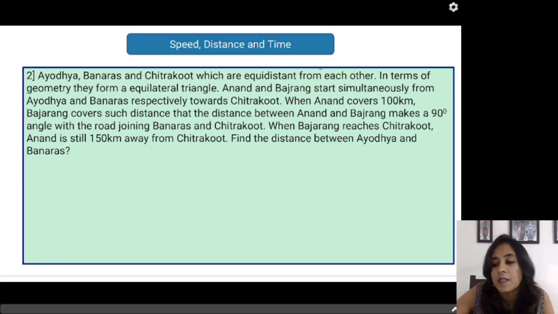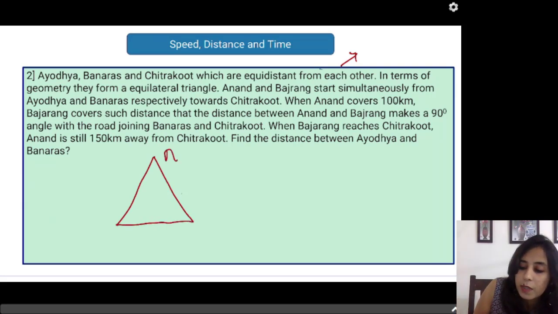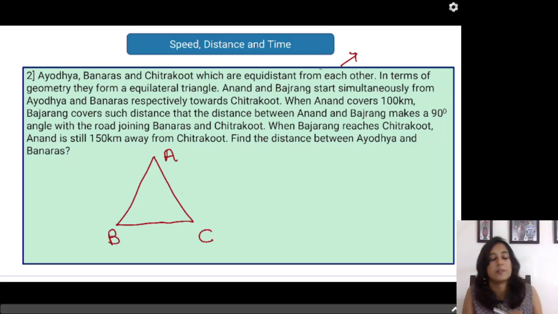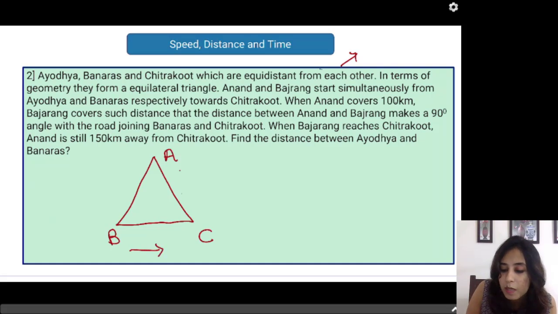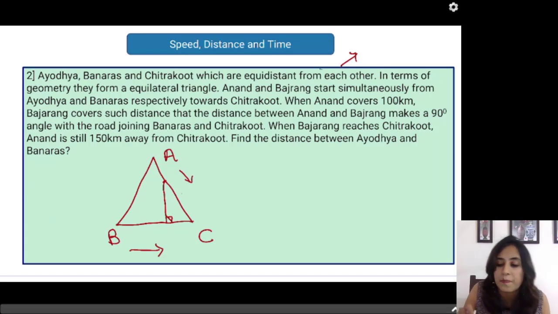So guys, this question tests two concepts. One is that of speed and second is that of geometry: how well you know the equilateral triangle and properties related to equilateral triangles. So we have A, B and C, Ayodhya, Banaras and Chitrakoot, forming an equilateral triangle, meaning all three sides are the same. Anand and Bajrang both are moving towards Chitrakoot and Anand is covering 100 kilometers. When he has covered 100 kilometers and I draw a line to BC, it makes a right angle.